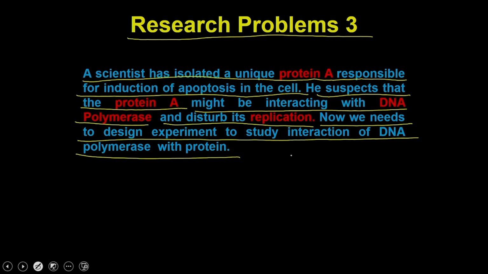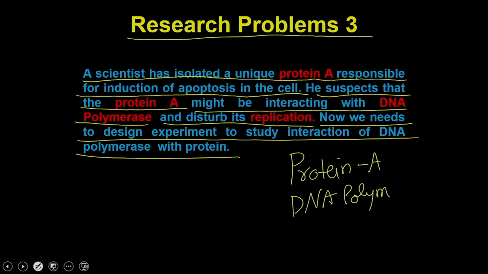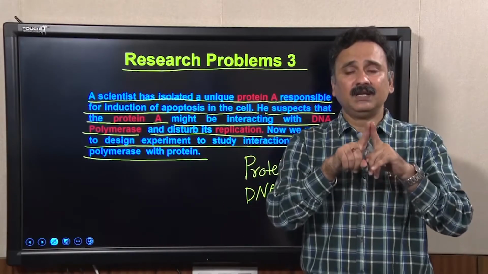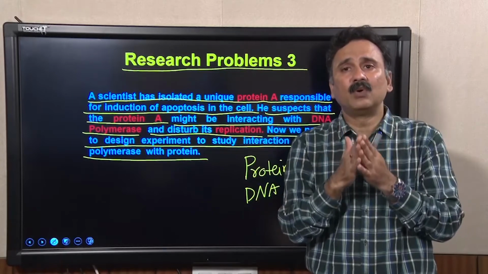So, here it is suspected that protein A is interacting with the DNA polymerase. DNA polymerase is an enzyme which takes part in, or is responsible for, replication. So, that is how, by utilizing these, you are interested in studying the interaction of the two different proteins.